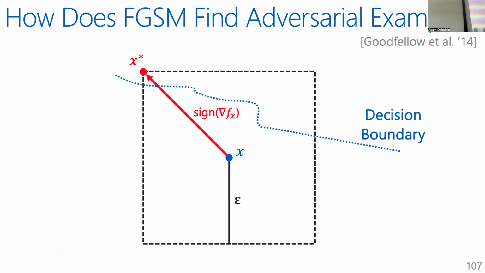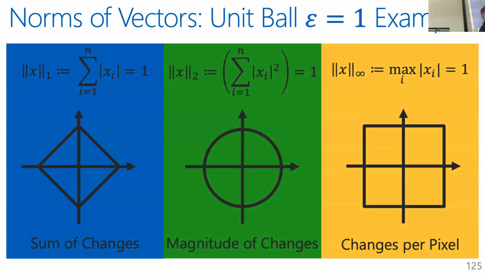Actually, FGSM is L infinity norm. In this case, the ball is a square. So this question is regarding this aspect. If it's an L1 norm, then you have this kind of shape, a circle for L2 norm, and the epsilon ball for FGSM is a square. It's actually L infinity norm.